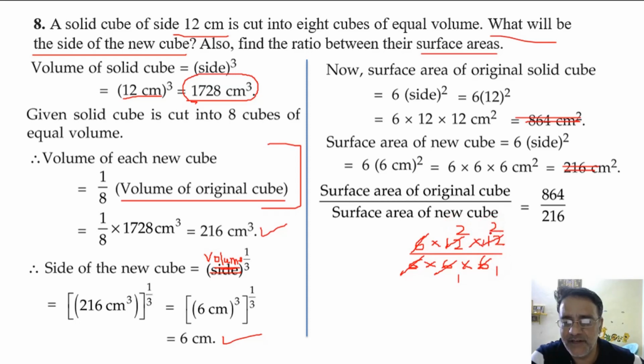So what are we going to get? 4 upon 1. Otherwise also, if you cancel it, you will get 4. But you have to do the calculation in 3 places, here, here and here.